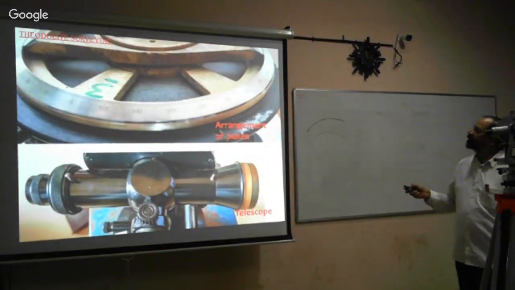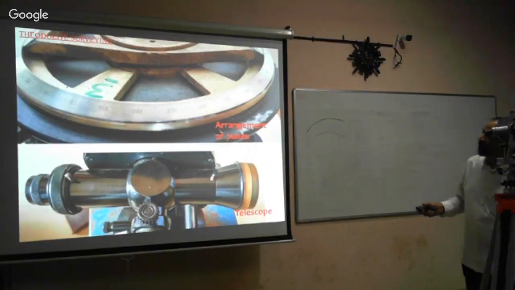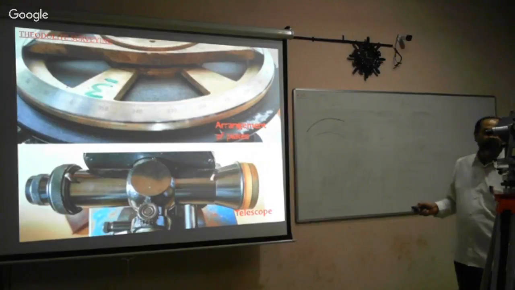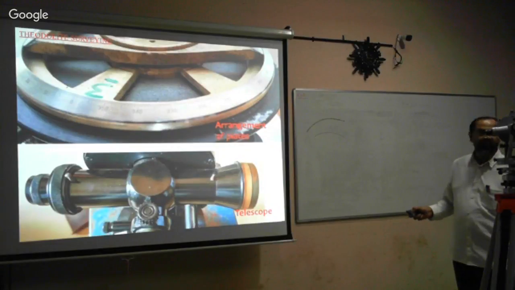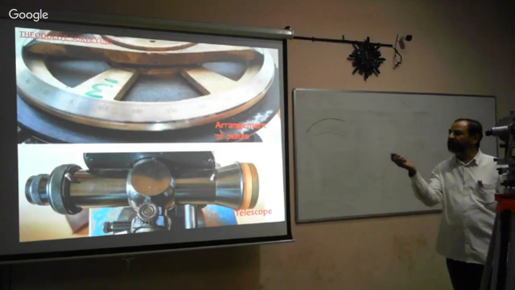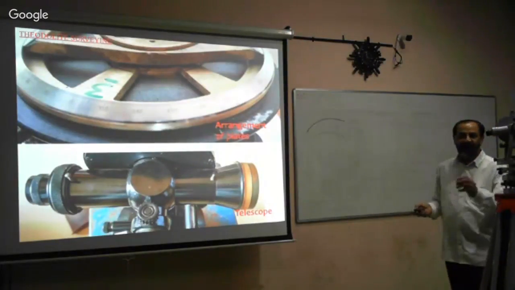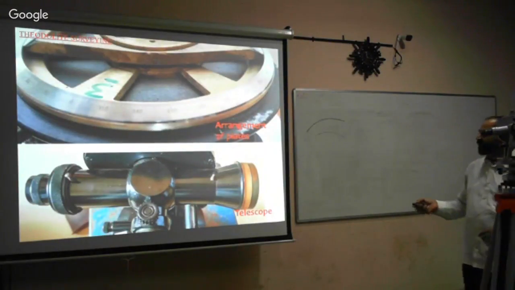I told you this is graduated from 0 to 360 degrees. Now this is 350 and this is 360. I think you can see the 0. Isn't it? 0, 10, 20, and then it will come back to 340, 350, and 0. That is 0 to 360 degrees.